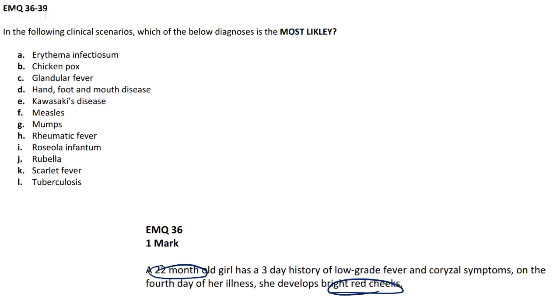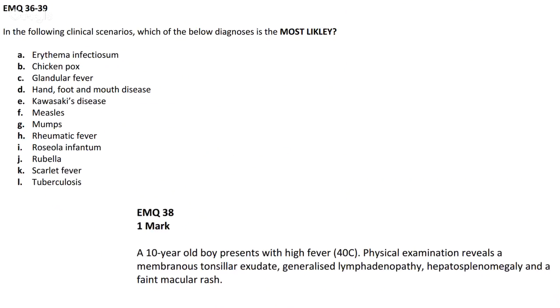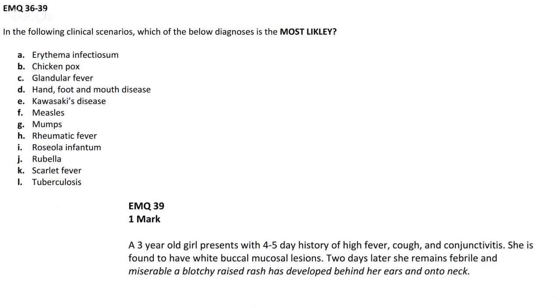So bright red cheek, she has roseola because she has high fever. I'm pretty sure. No, sorry, she's low grade fever. What does she have? Lipstick. Yeah, A. Okay. So high fever, roseola. Okay. He has a tonsillar exudate, lymphadenopathy, hepatosplenomegaly. He has glandular fever, so he has EBV. Okay, EBV.